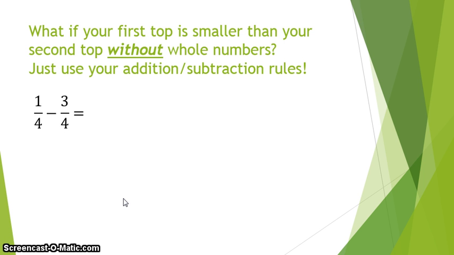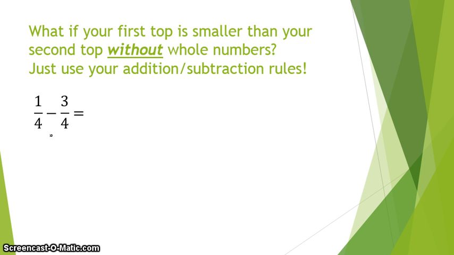Now, what if your first top number is smaller than your second top number and you do not have whole numbers? You just use your addition subtraction rules for that. So I don't have to mess with whole numbers or mixed numbers or anything like that. My denominators are already the same. I made it kind of easy for you because I'm assuming you know how to find them by now. So I just want you to focus on adding and subtracting.